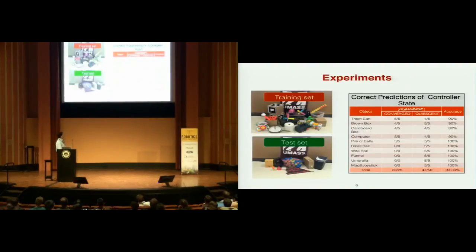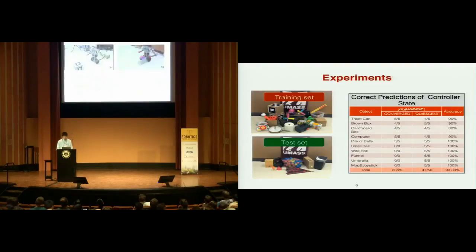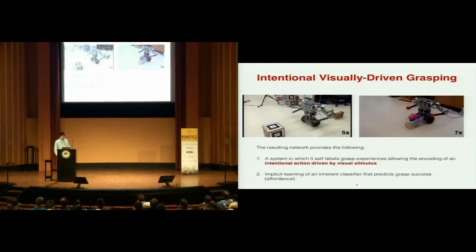Okay, so this is the result. The top left figure shows the objects used in the training, and we use new objects for testing. The network predicts the controller state, and the accuracy of the controller state prediction is 93%. So the results indicate that the learned network can generalize to new objects. The resulting network provides the encoding of an intentional action driven by visual stimulus.